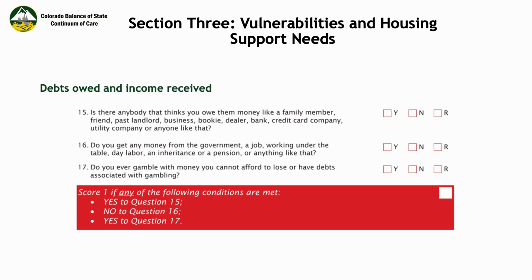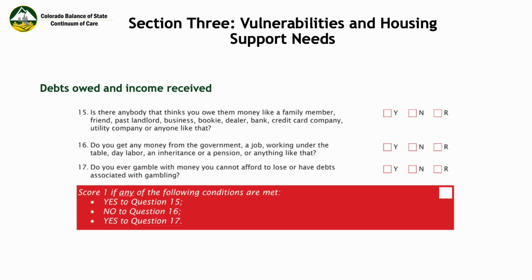Question 16 states, do you get any money from the government, a job, working under the table, day labor, an inheritance or pension, or anything like that? And question 16 can be summarized to ask if there's any money coming into the household. It's also important to note that if the person receives food stamps or SNAP benefits, they are not considered money from the government in this question, or what this question is asking about money.